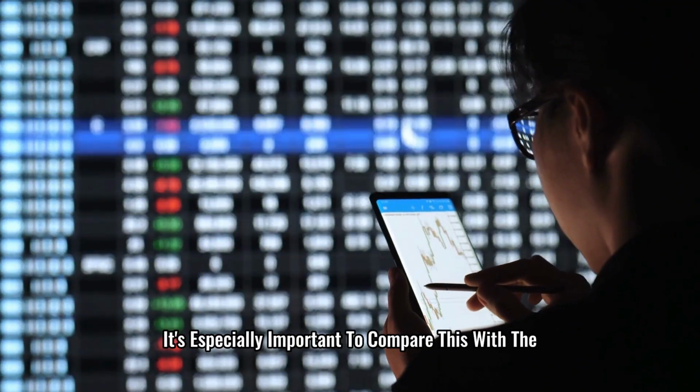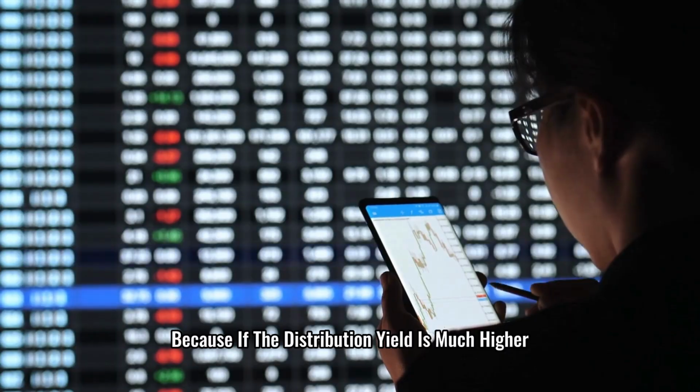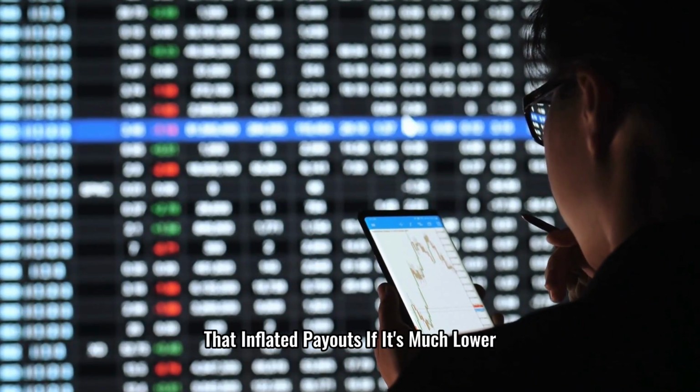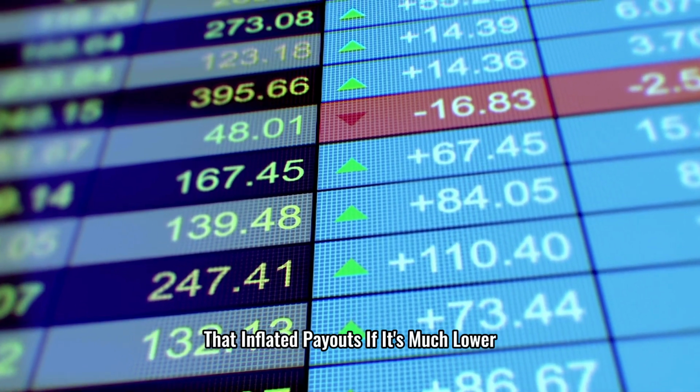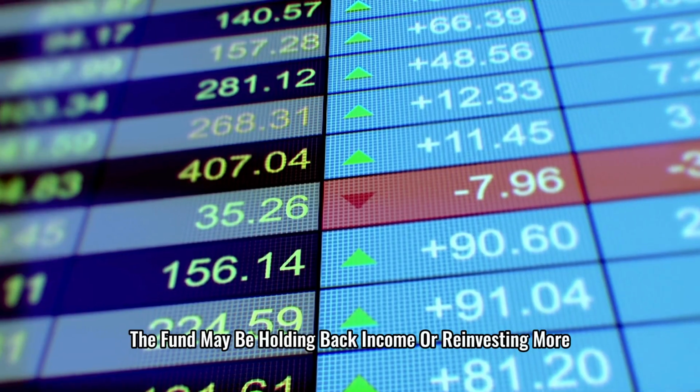It's especially important to compare this with the SEC yield, because if the distribution yield is much higher, that could mean there were one-time gains that inflated payouts. If it's much lower, the fund may be holding back income or reinvesting more.